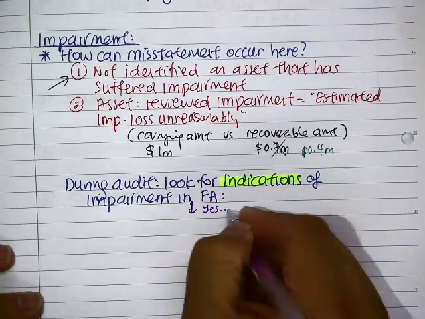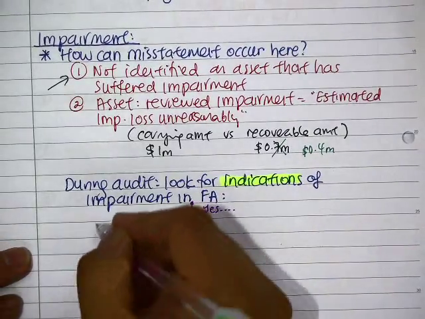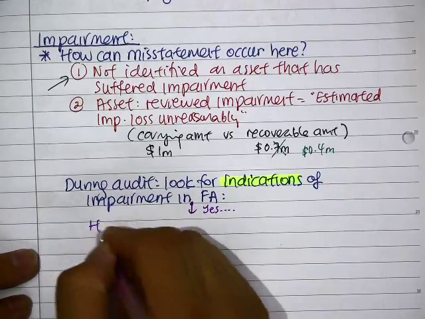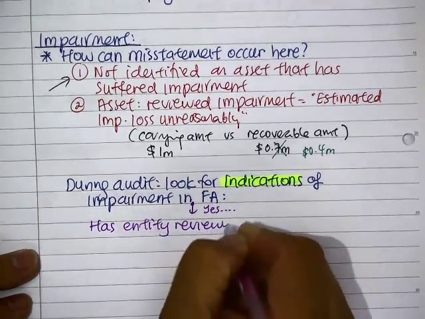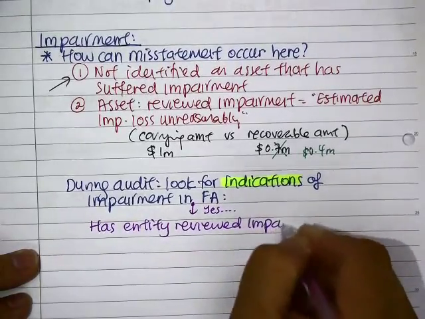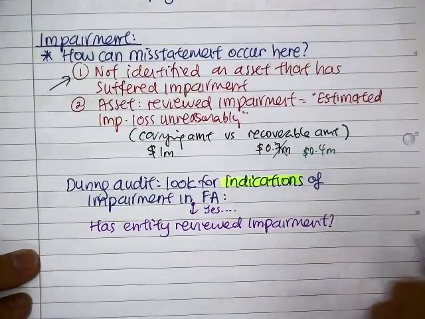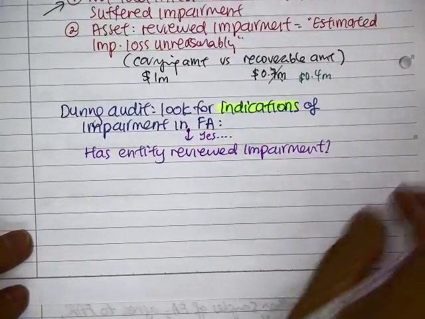So that's why if you look for indications of impairment, and if you come across indications, okay, yes, you come across indications. Now, then you must check, has the entity reviewed impairment for these assets?